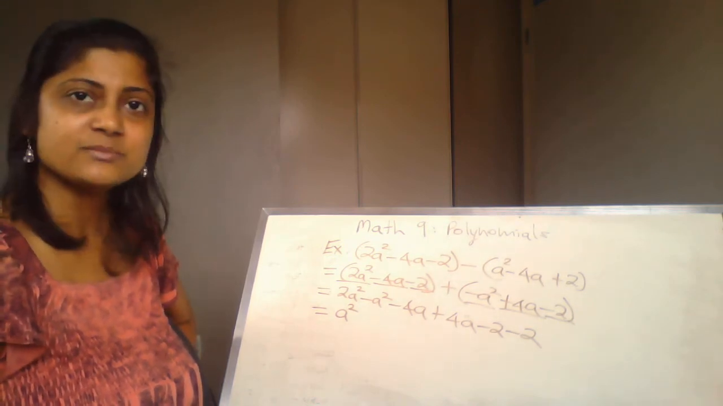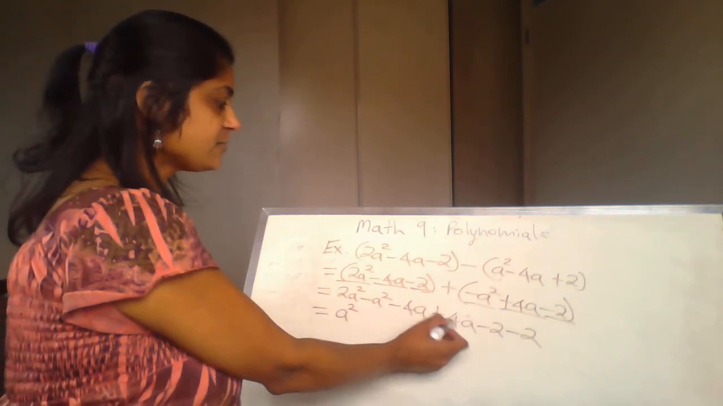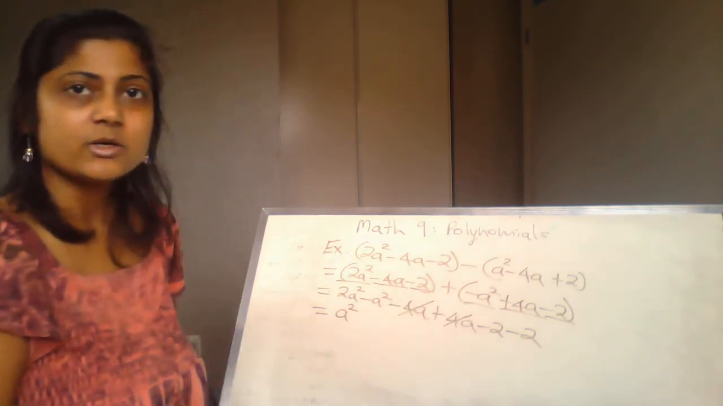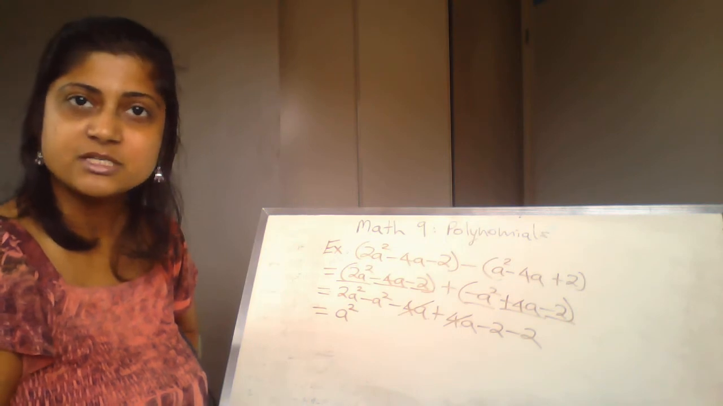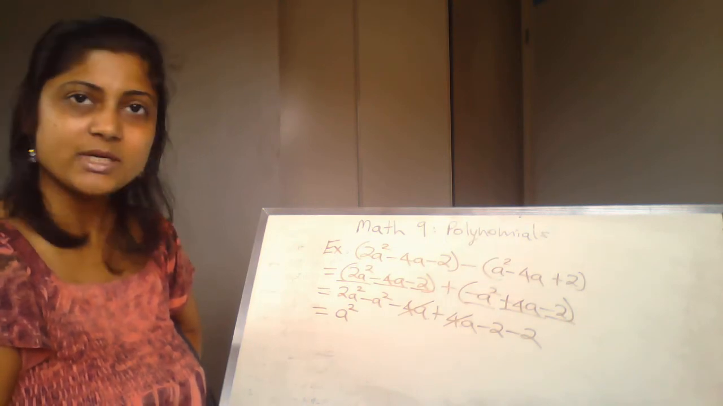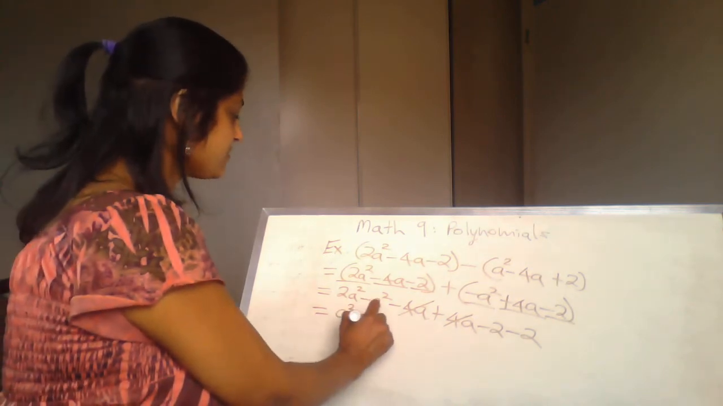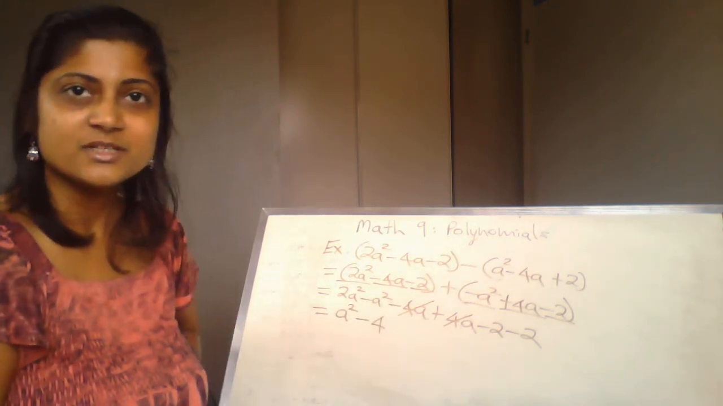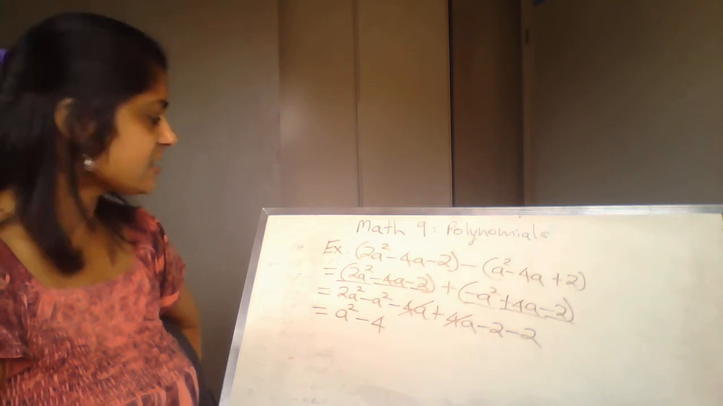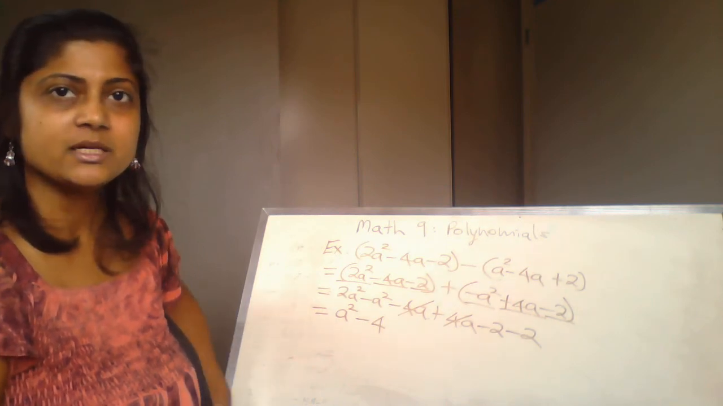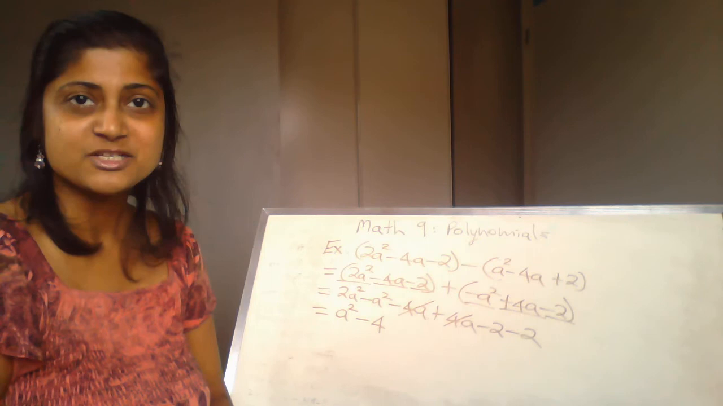Okay, in the second term, I see it's negative 4a plus 4a. Okay, it's actually just like 4 minus 4, which is 0, so it's gone. Okay, and the last term is negative 2 minus 2, so negative 4. Okay, does everyone see that? So this is actually my final answer, okay? It's going to be a squared minus 4.